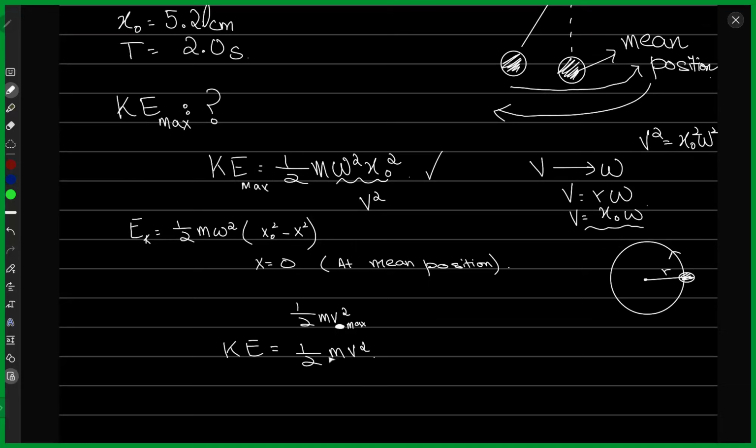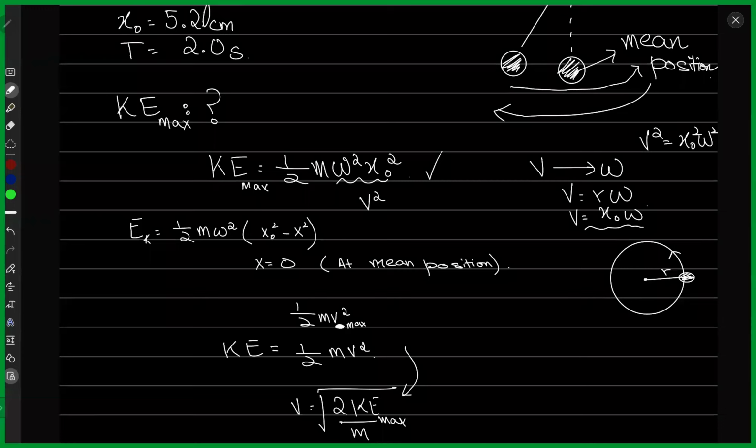So to find out this velocity, all I need to do is rearrange this expression as 2 times the kinetic energy. Now we want the maximum velocity, so we should have the maximum kinetic energy. And then we divide this by the mass, right? And then take the square root of this. So I just rearranged this expression into this one.